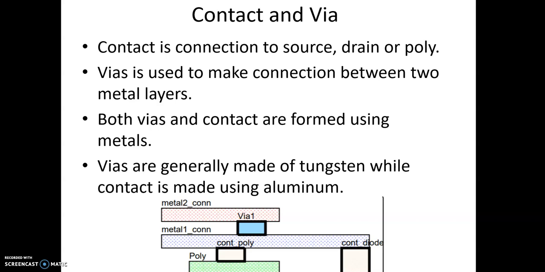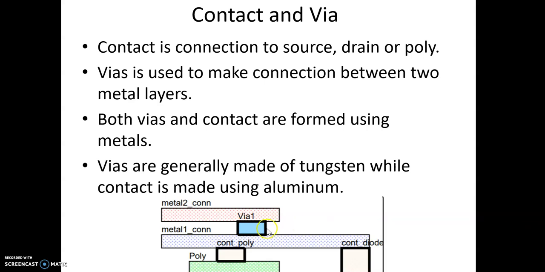Contact and via. Contact is the point where the diffusions and polysilicons have to be connected, and via is a connection made between two metal layers. Both are done using metals. Usually for via, tungsten is used, and for contact, aluminium is used.